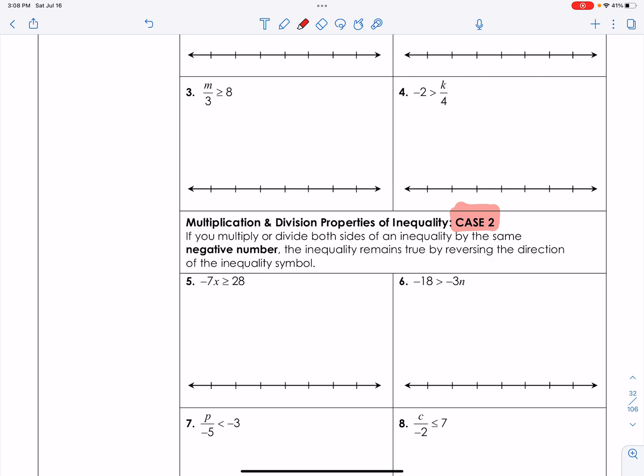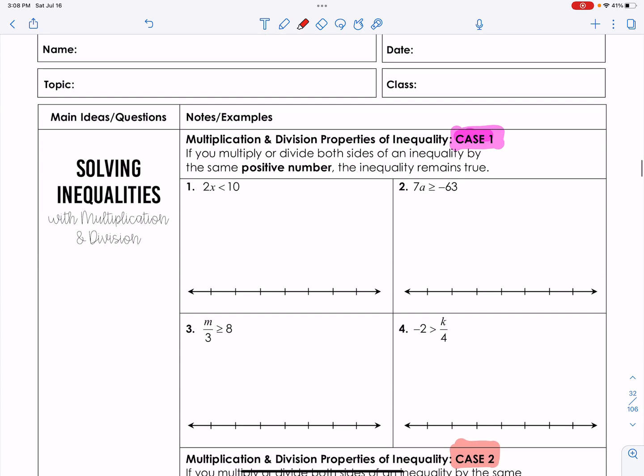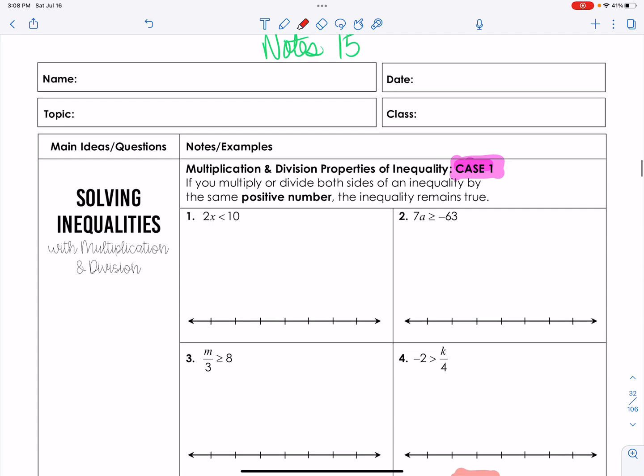Case one, case one, case one. Case two, I'm going to show it to you. We're going to work with it. We're going to try our hardest. But if that's the one that you're struggling with, take a deep breath. It's okay. That's the one even my high schoolers still struggle with. But case one, I think you're going to be golden on.